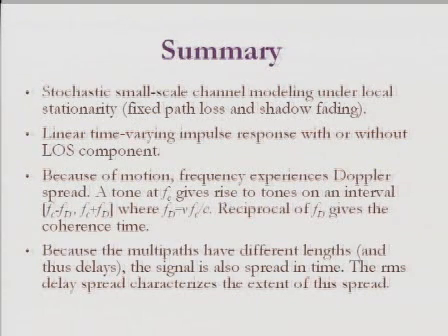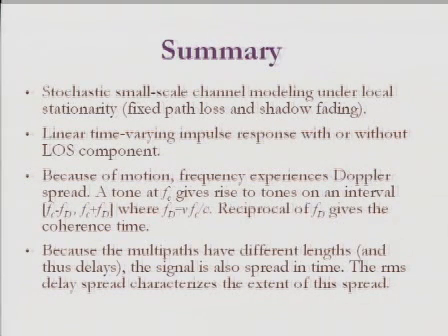So the summary refers to last week's part of the lecture, the second part, and today's lecture. So in these 3 hours, we've studied the small-scale channel behavior under the assumption that the shadow fading is locally stationary. So we fixed path loss and shadow fading and studied just the multipath fading over short scales. We've seen that it results in a linear time-varying impulse response that may or may not have a line-of-sight component. We have all these components arriving with different angles and amplitudes. Because of motion, each one experiences a slightly different Doppler shift in frequency.